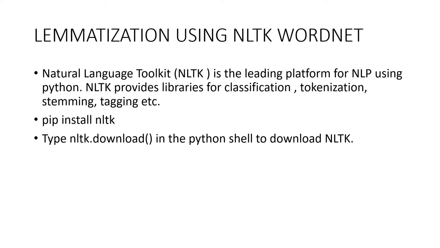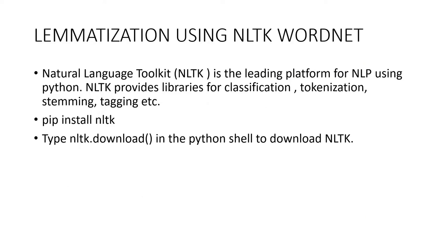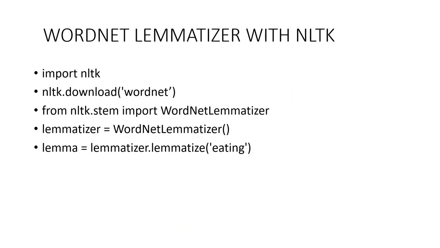After that, you have to download the libraries. For that, you have to use nltk.download in the Python shell. To download NLTK data, you have to use that command, nltk.download in the Python shell. You will get a window like this. From here, you can select the libraries and download the necessary libraries.